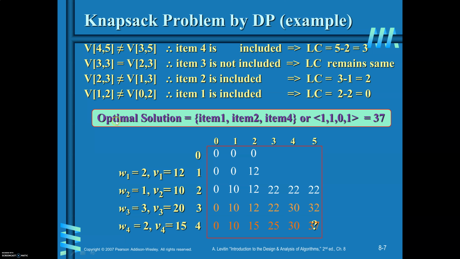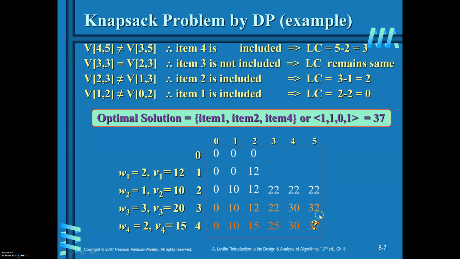Again check for item 1. Item 1 with weight 2. Whether you can accommodate it or not, that you are required to check here. V12 is 12. It's not equal to V02. So item 1 is included into the sack. So left out capacity now is equal to 0.